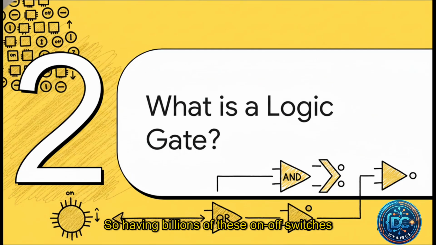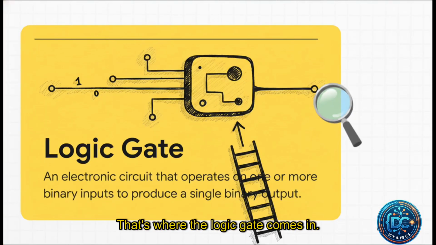So, having billions of these on-off switches is great and all, but right now it's just a giant collection of switches. The real magic, the good stuff, starts when we arrange these transistors together to actually make decisions. So how in the world do we get from a simple little switch to something that can actually perform, well, logic? That's where the logic gate comes in.